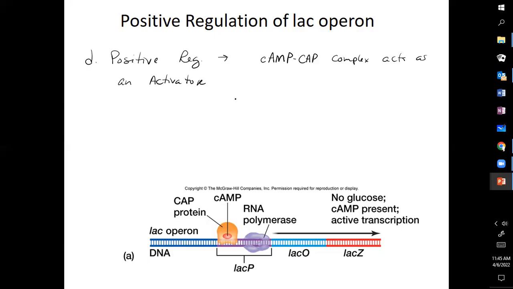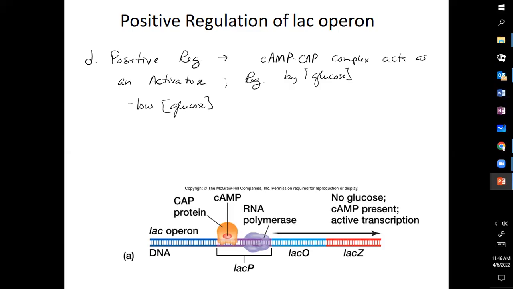That acts as an activator for transcription of the lac operon genes. The cyclic AMP CAP complex is regulated by levels of glucose. So it's regulated by glucose concentrations in the cell. So let's take a situation where we have low glucose concentrations. When a cell has low glucose concentrations, think in terms of energy.